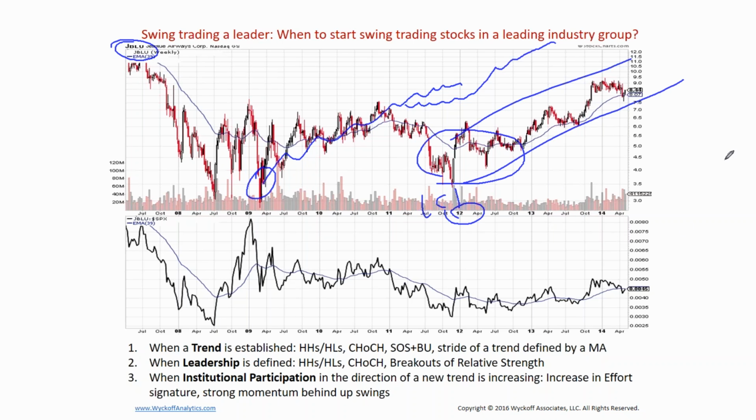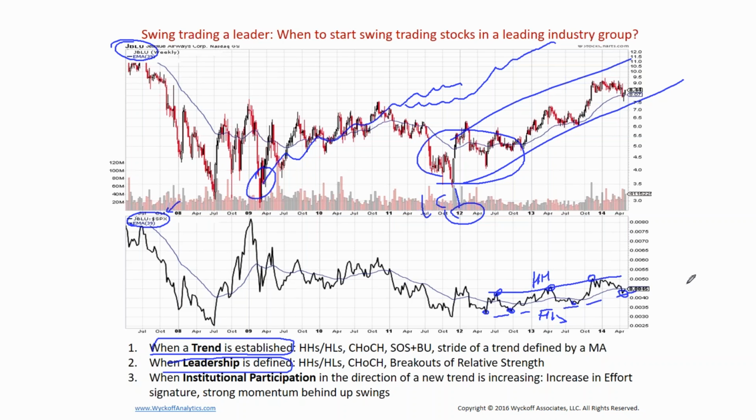So what we want to see before we start swing trading this stock, we want to make sure that the trend in the stock is established. We want to understand that the leadership is also defined, and here the leadership we are defining through the group itself, not necessarily through the stock. And then we are seeing that even in the stock itself, relative to the market, S&P, we are starting to see higher lows and higher highs in this area. Higher low. So we are establishing a trend.